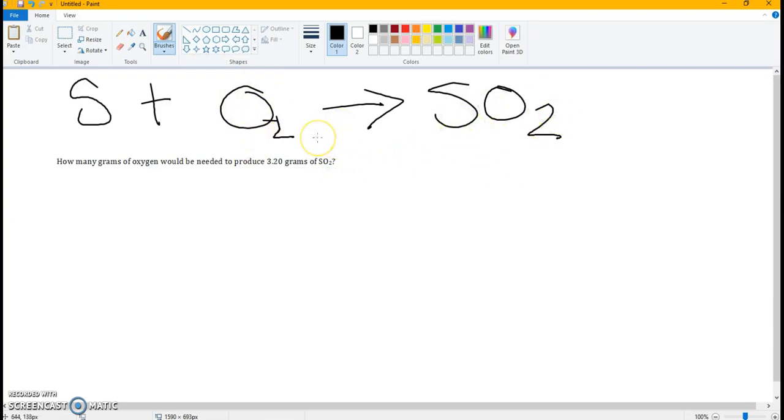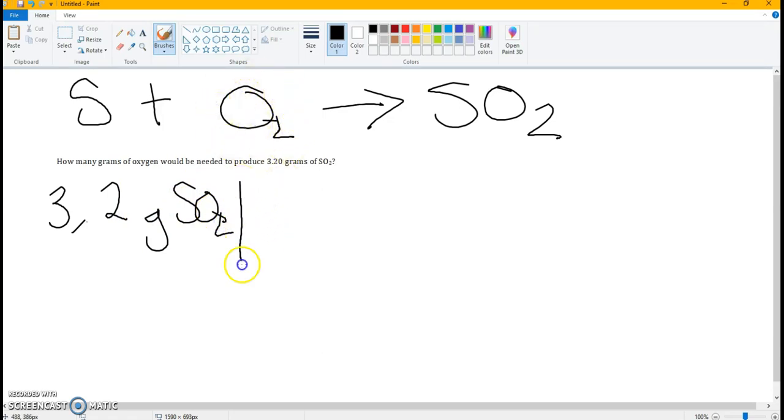So instead of asking us how many cakes we can make, it's asking us how many eggs I need in order to make a certain amount of cakes. So first I start off with the amount of cake I want to make. In this case, it's 3.2 grams of sulfur dioxide. And then, since I'm trying to get to another compound, I follow that same rhyme. Grams to moles, moles to moles, moles to grams.